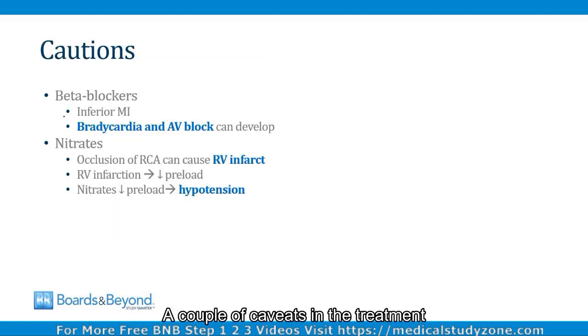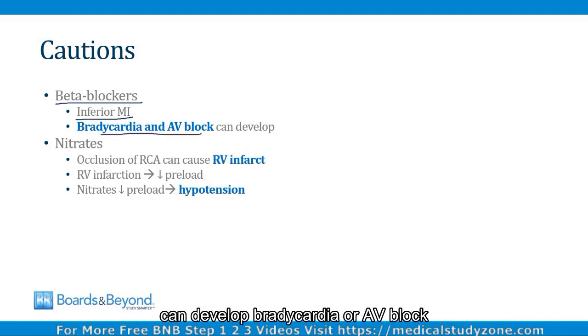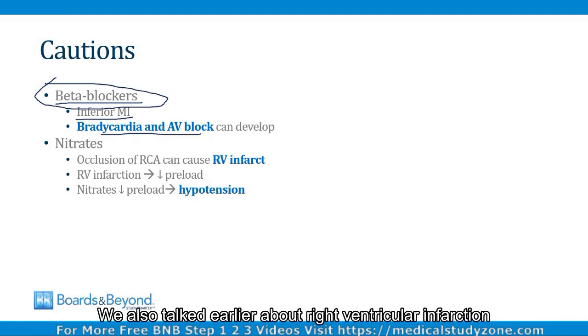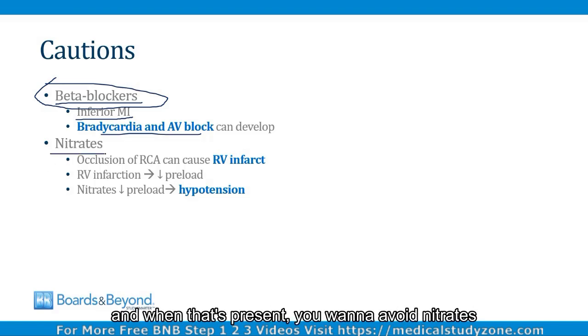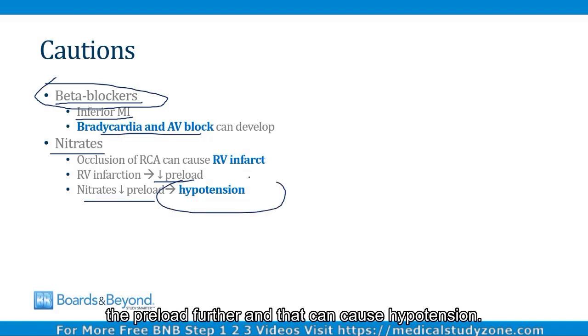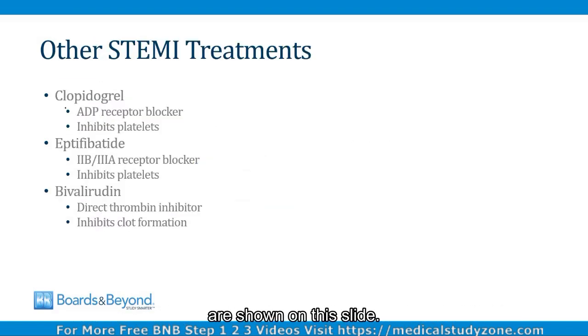A couple of caveats in the treatment of myocardial infarction. You have to be careful with beta blockers. Like we talked about before, patients with inferior STEMIs can develop bradycardia or AV block, and if they have evidence of this in their EKG, then you don't want to give a beta blocker. We also talked earlier about right ventricular infarction, and when that's present, you want to avoid nitrates, because if the patient has a right ventricular infarct, the preload is low, and the nitrates will drop the preload further, and that can cause hypotension.